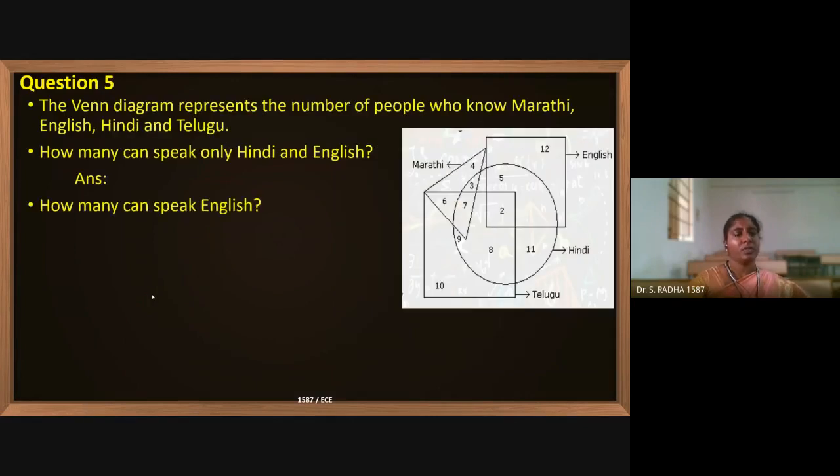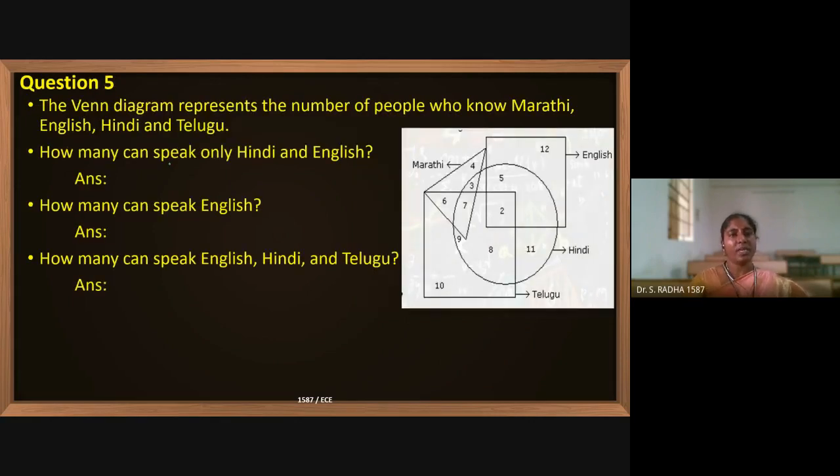Now, the Venn diagram represents the number of people who know Marathi, English, Hindi, and Telugu. It is already given. Square is English, another bigger square is Telugu, circle is Hindi, and triangle is Marathi. How many can speak only Hindi and English? You can just answer them.